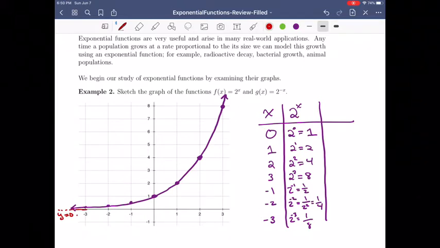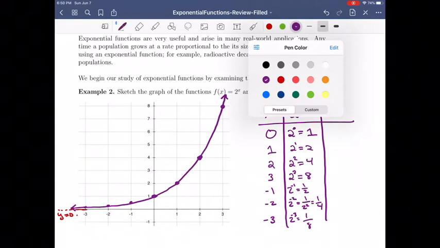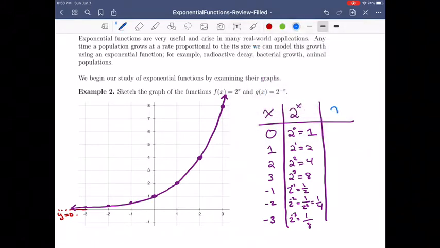Now let's switch colors here. What if I wanted to do 2 to the negative x? When I put in 0, I get 2 to the minus 0, which is still 1. So I still get a point at 0, 1. When I'm at 1, it's 2 to the minus 1, which we already said was 1/2. When I'm at 2, it's 2 to the minus 2, which we know is 1/4. When I do 3, it's negative 3 in the exponent, so that's 1 over 8. So you can see that our horizontal asymptote here is now this way.